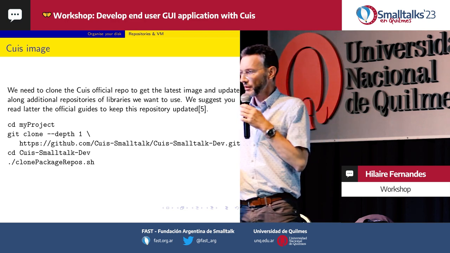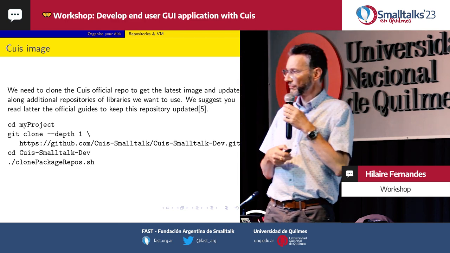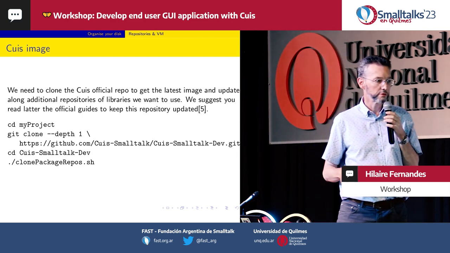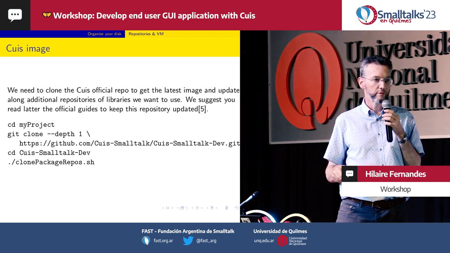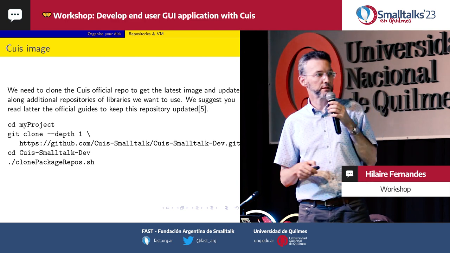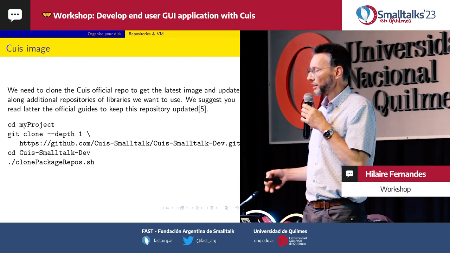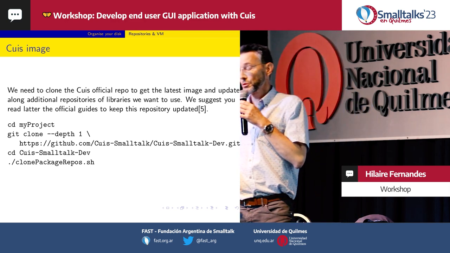I just wrote this down there in case some people see the page. So the first thing to do is just to clone the Cuis repository in this my project folder. That's just the basic thing to do.